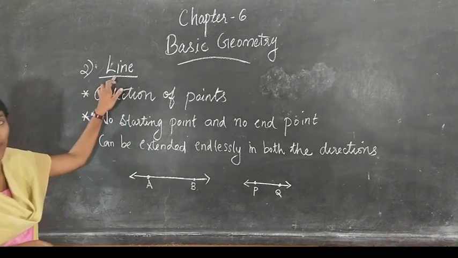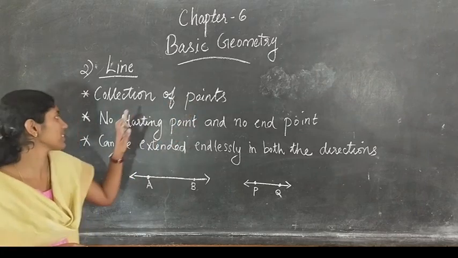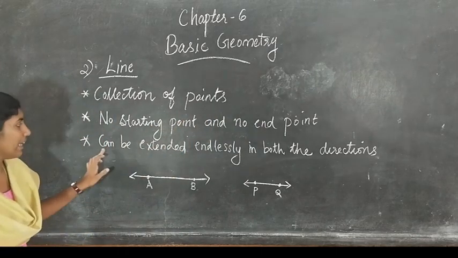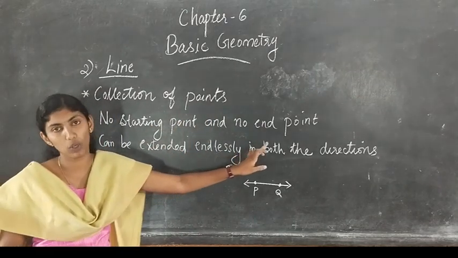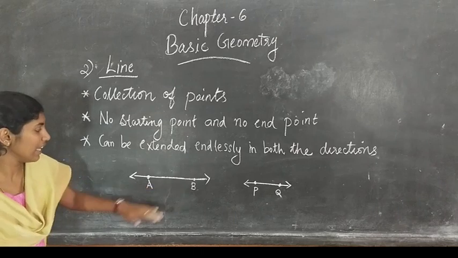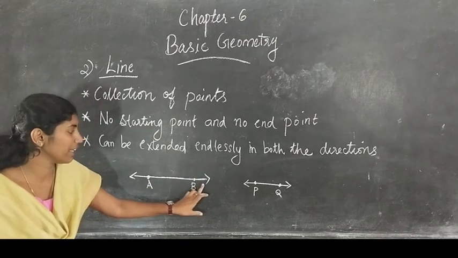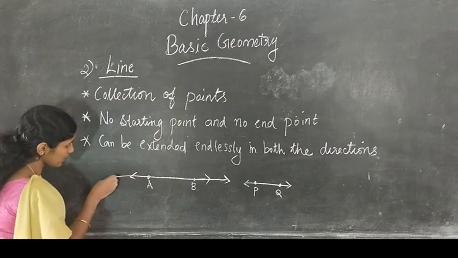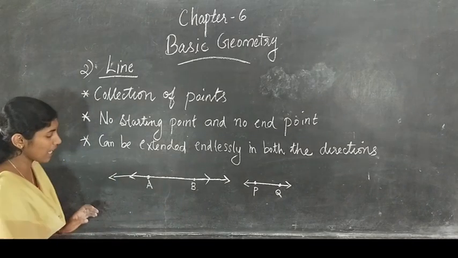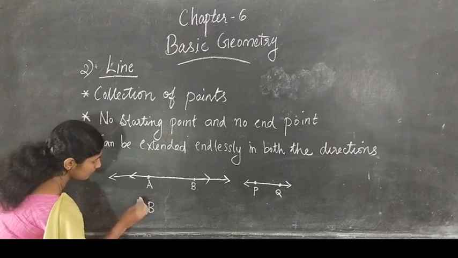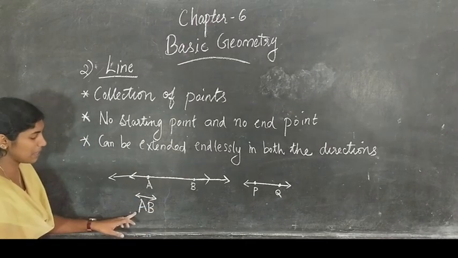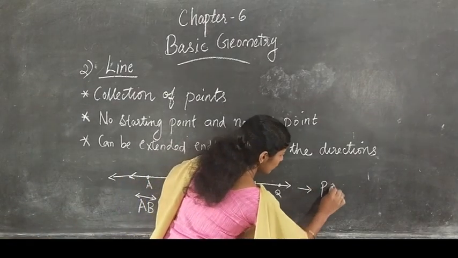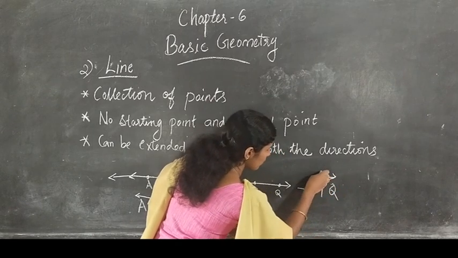Next one is line. Line is a collection of points. Line has no starting point and no end point. Line can be extended endlessly in both directions. Here we can see a line AB. The arrow mark in both directions indicates that it can be extended like this. So line AB can be written like this. And this is line PQ and it can be written as PQ. We have to draw this symbol.